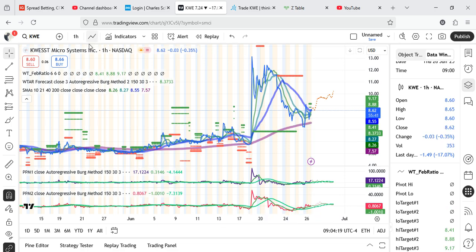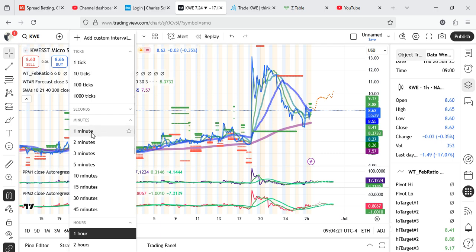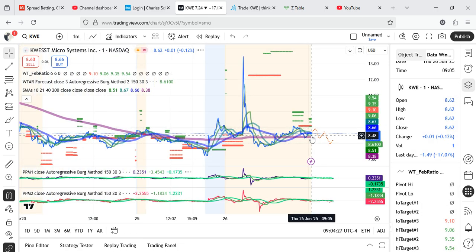Okay, let's quickly scan through and jump all the way to the 1 minute chart and see what's going on here. We have 9.1, 9.06, 9.35, 9.54. These prices have already printed before now, so the probability of them printing is also there.